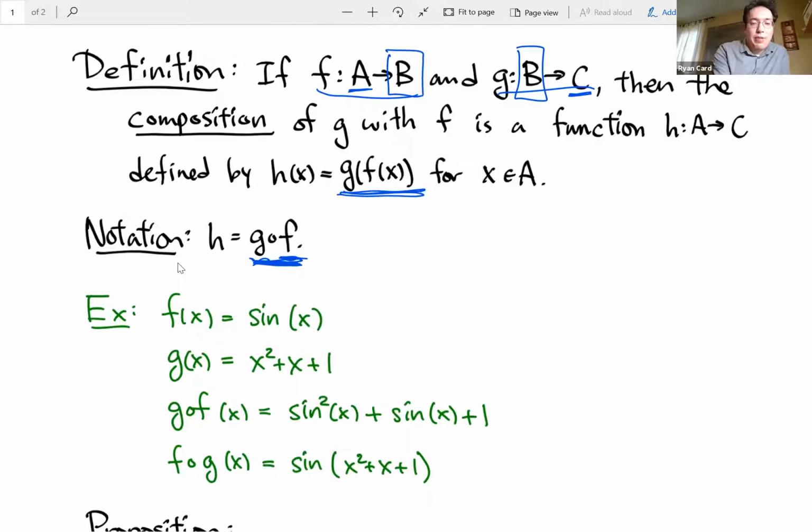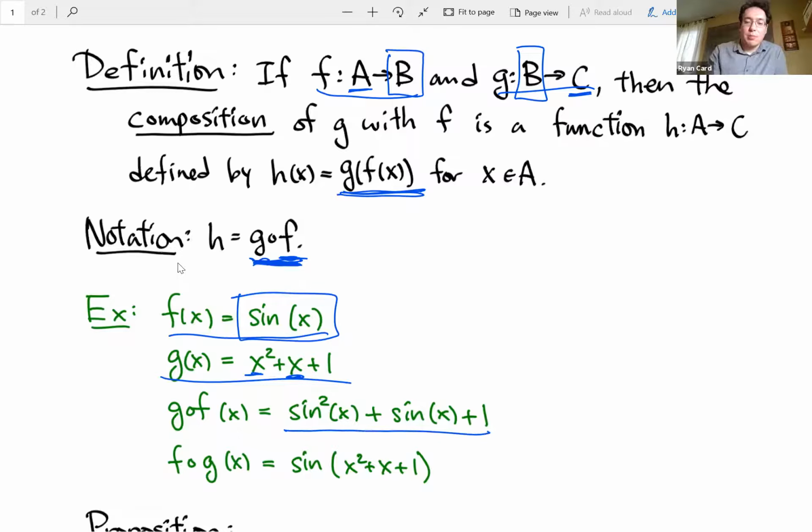Let's say F is a sine function from real numbers to real numbers, and G is some particular quadratic function. If you want to do G of F of X, you plug the sine into the input of the outer function G. So we get sine squared X plus sine X plus 1.